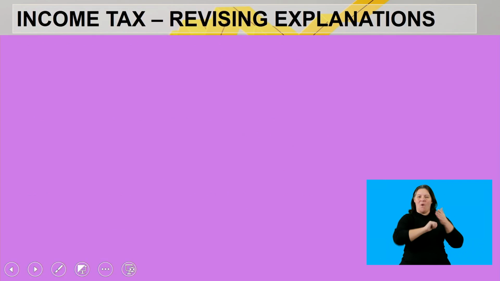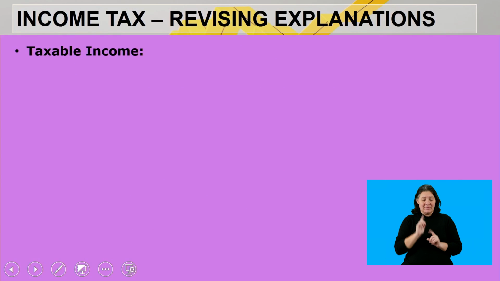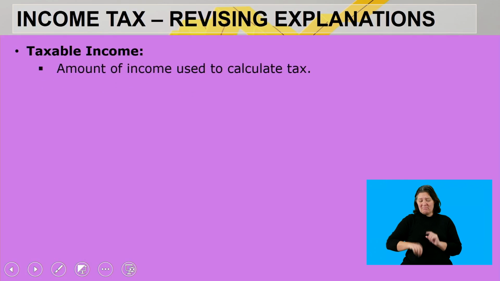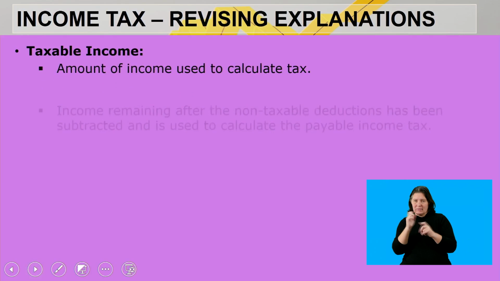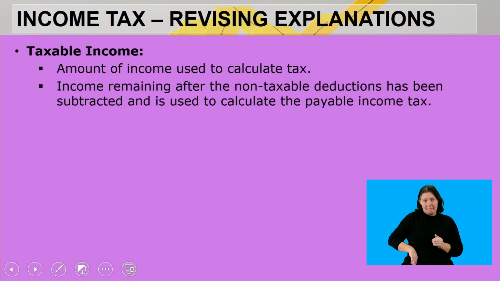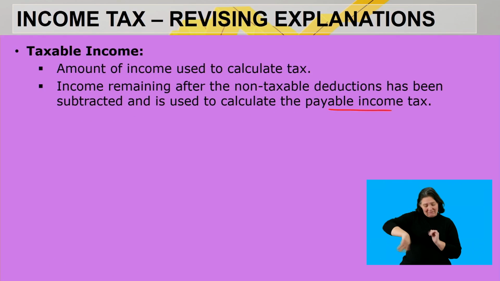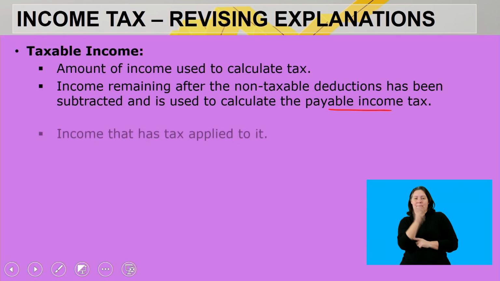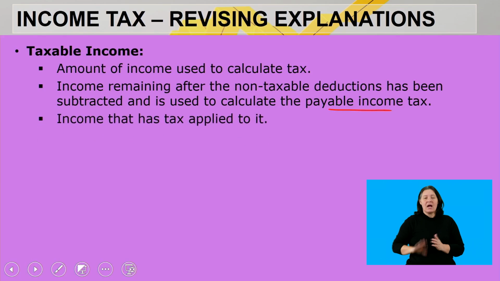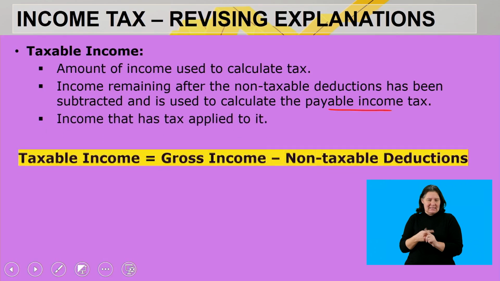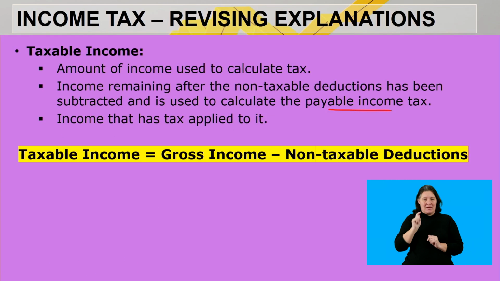Okay, then taxable income, very important. That's the amount of income used to calculate tax. Income remaining after the non-taxable deductions has been subtracted and is used to calculate your tax payable, right? And then income that has tax applied to it, that we can all list as taxable income. And also, what is the formula we use to calculate taxable income? As I've indicated before, we take the gross income minus our non-taxable deductions.